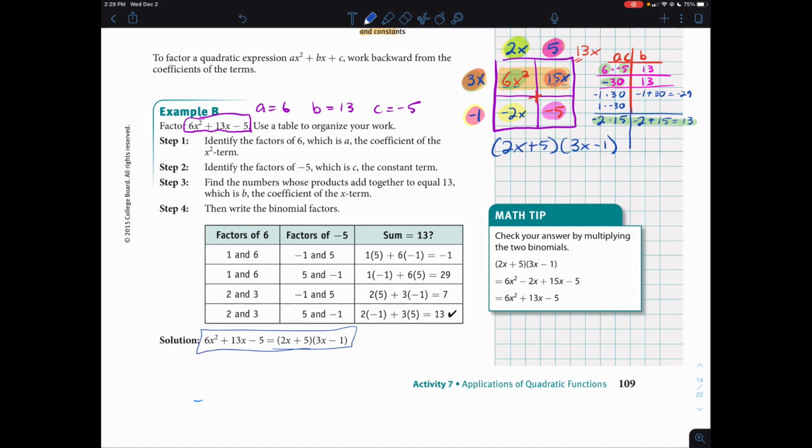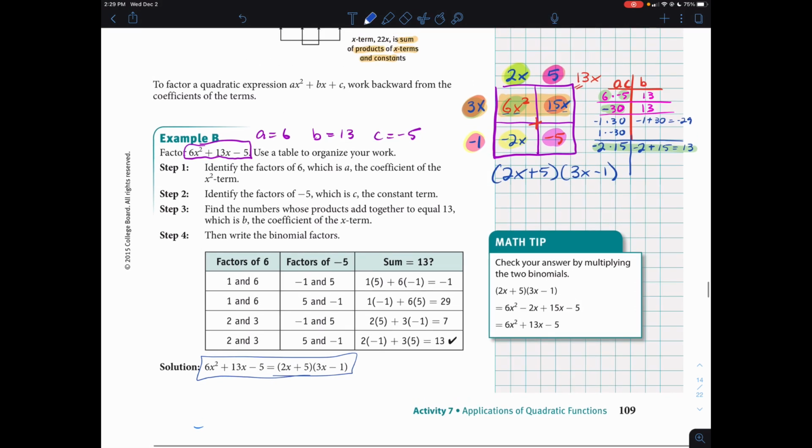So the book does it a little differently, and if you want to read that and follow that, that's fine. I'm going to be doing it this way because I feel like it's simpler and more straightforward. Okay, I'm going to stop here.